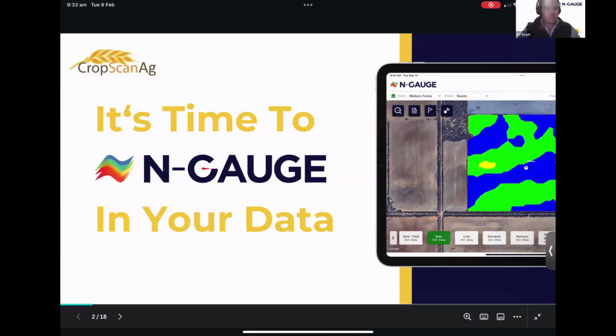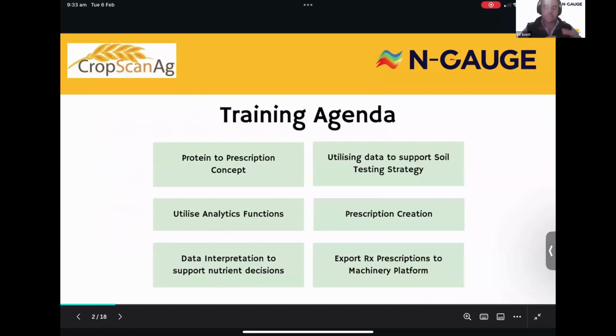On to today's agenda, we want to do a deeper dive into that protein to prescription concept and what other growers are doing as well. The use of the analytics functions is what we've tried to bring to life in the app: some of the main tools that growers have historically been utilizing with this data. How can we bring that to all users? That covers data interpretation and supporting nutrient decisions, utilizing the data to support soil testing strategy, which is a key piece of the learning puzzle as growers get their heads around how this layer fits into overall management, then the prescription creation, and then the exporting of that prescription.